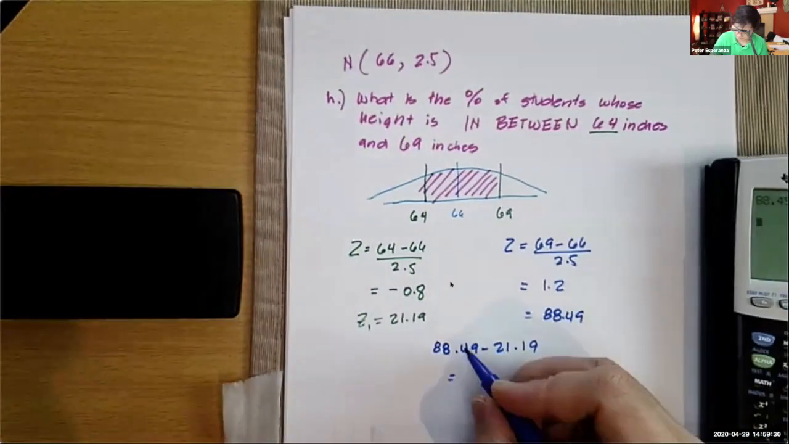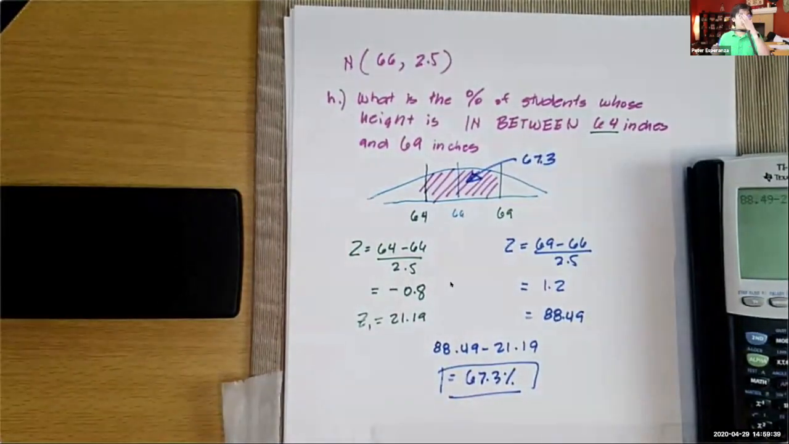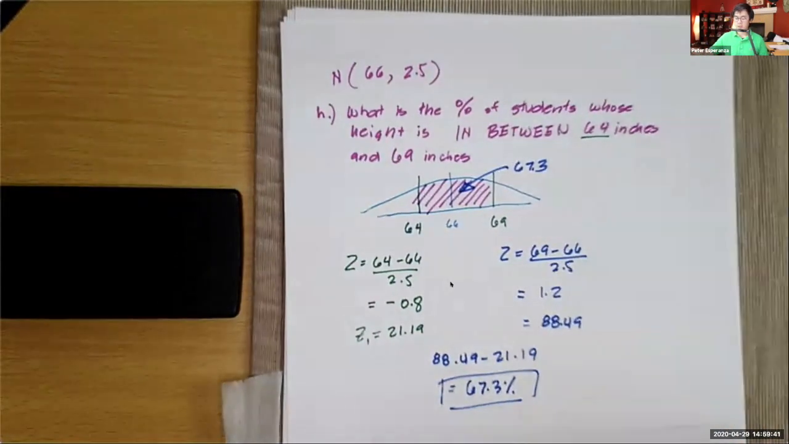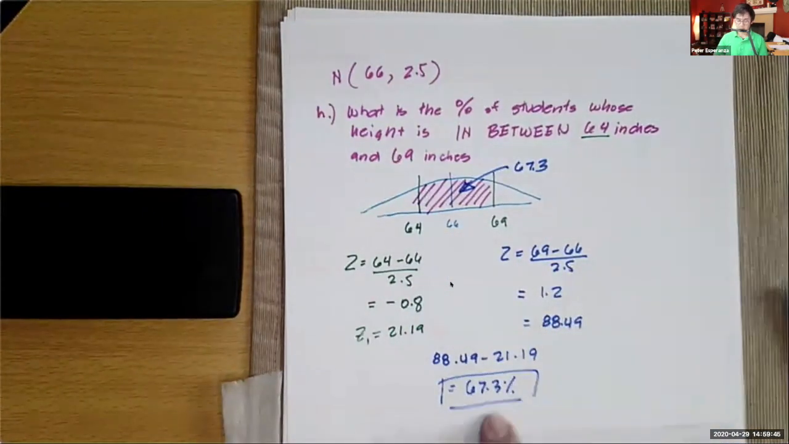67.3. So the percent of students whose height is in between 64 and 69 inches is 67.3. Congratulations.